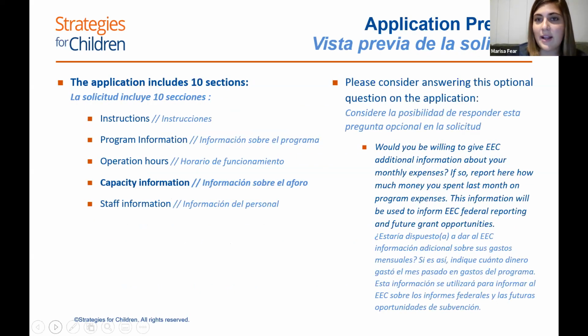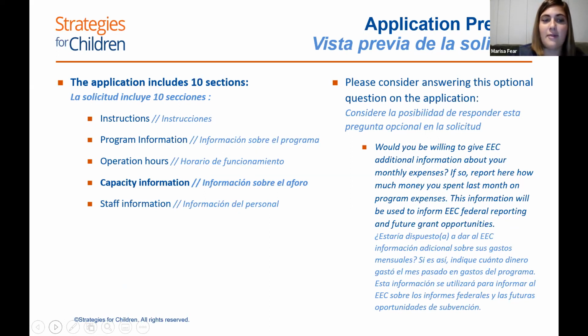So now a little bit into the preview of the application. These are the 10 sections over these next 2 slides. The first section is instructions, which gives you instructions for how to complete the application and what information you'll need. The second section is called program information, and then it goes into operation hours. In operation hours, that's where you will update your EEC consumer webpage information, so your rate and the hours for your program, and then you certify that that's correct and move on to the next section.